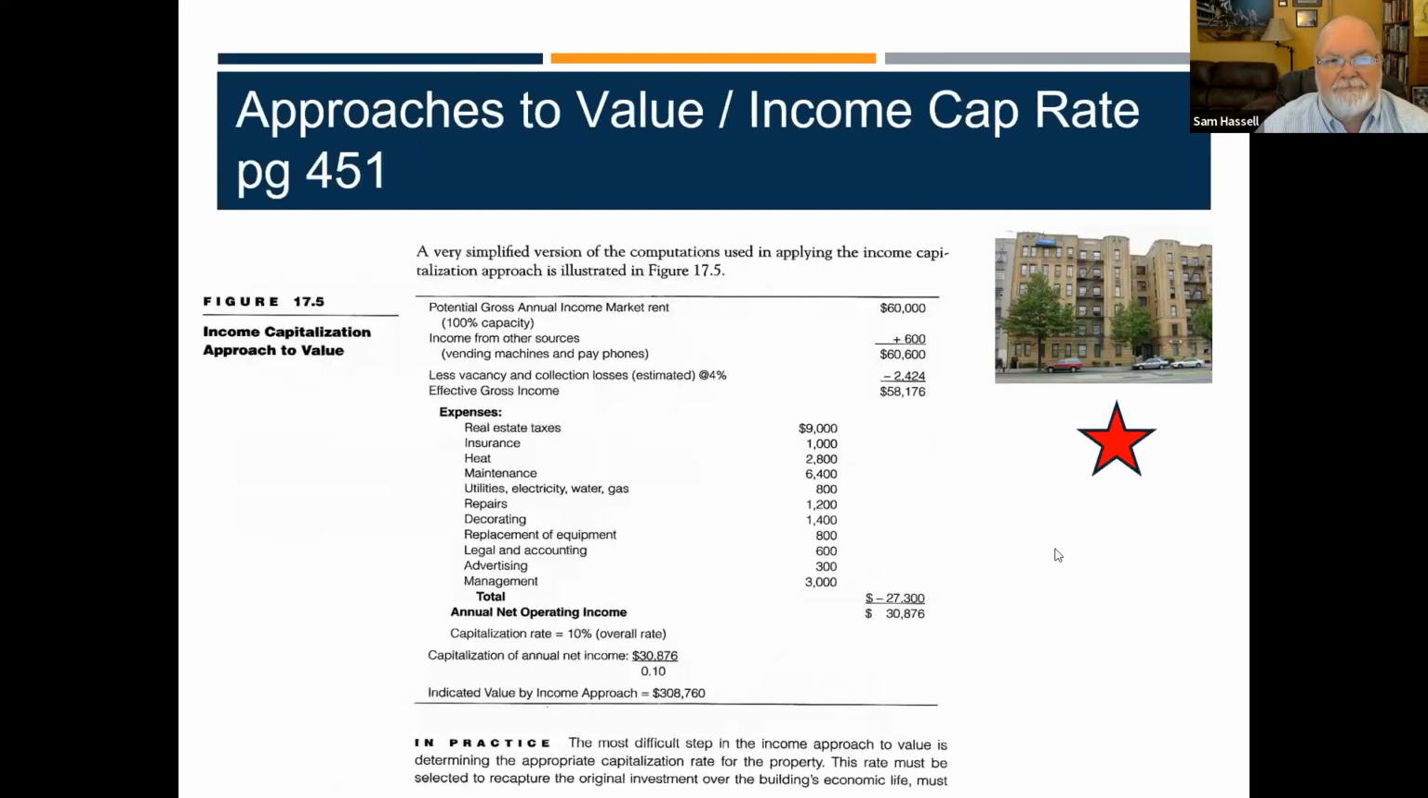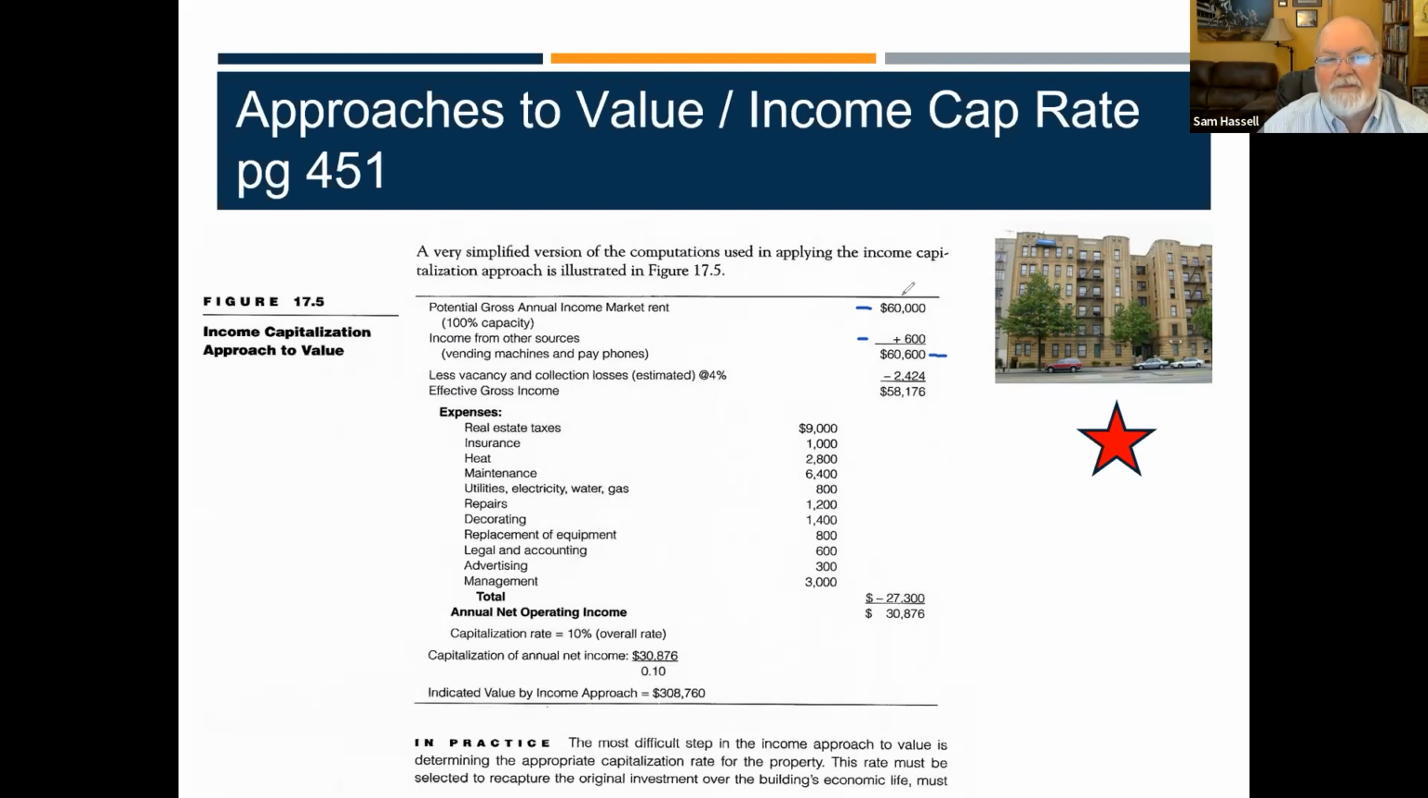All right, let's look at this problem. In this particular case, it's already done for us, but let's see how they broke it out. So we have a group of apartments, okay? And we know that if we rent all of these out, it's going to give me $60,000 at full capacity. And I also have some vending machines in there and some payphones. I don't know if we use the payphones anymore, but the vending machines generate $600 worth of income. So I have a net of $60,600. That's what I expect to bring in.